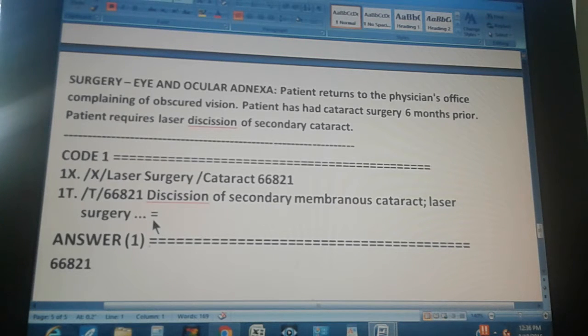So that is the answer. The answer is 66821. It's very easy. That's why we consider this a level 0 exercise, which means that if you're just starting with CPT coding, this could be one of the problems that you start doing, okay?